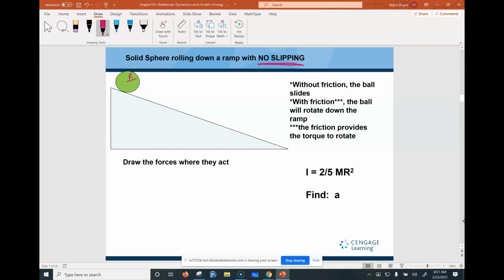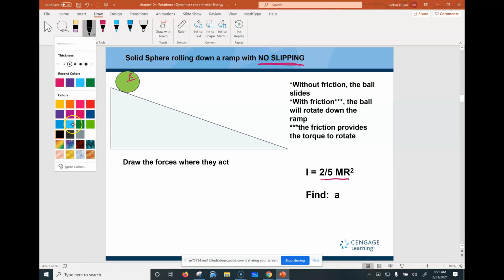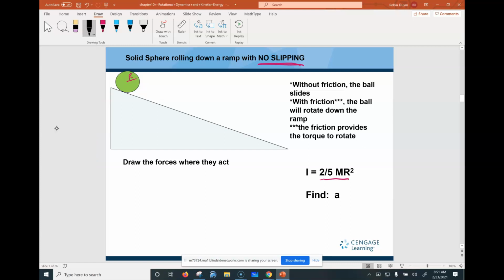So the moment of inertia for a solid sphere is 2/5 mr squared. So what you want to do is draw the forces where they act. So we would have the force of gravity down on the ball.